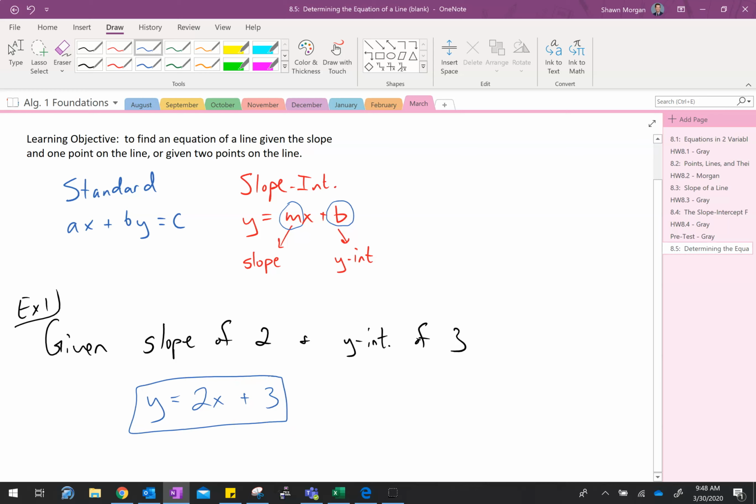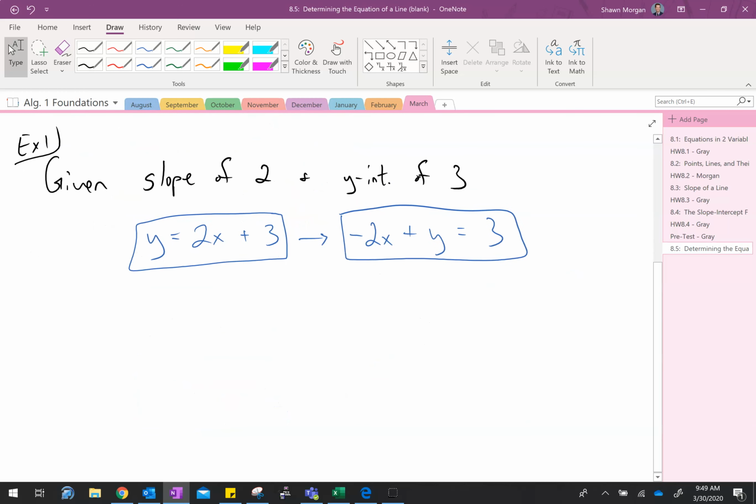Now, if, for instance, you were asked to put that in standard form, then that's just an extra step of getting the x term over there by the y term. So we would subtract 2x from both sides. Negative 2x plus y equals 3 would be putting it in standard form. Either one of those would be acceptable, and usually the information given will tell you which form they want if they want a specific form. So that's a first example that's very simple and straightforward.